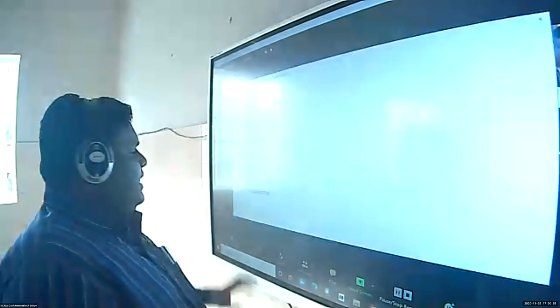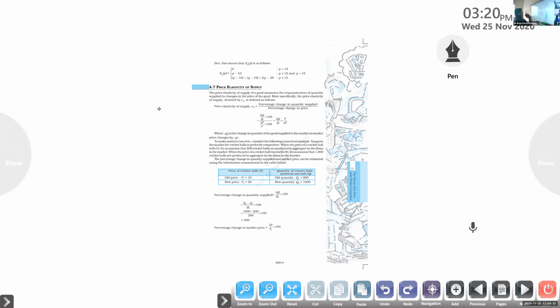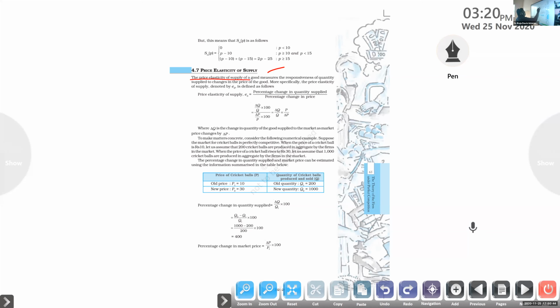Definitely, we can explain that easily. We are able to understand these things. So, elasticity of price. Okay, so price elasticity of supply. Here, the price elasticity of supply of a good measures the responsiveness of quantity supplied to a change in the price of the good in the market.